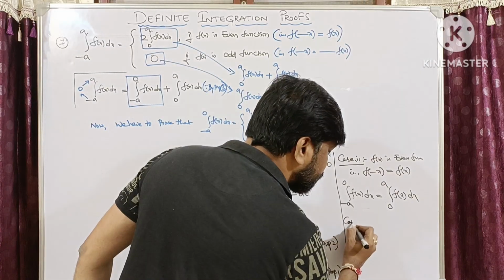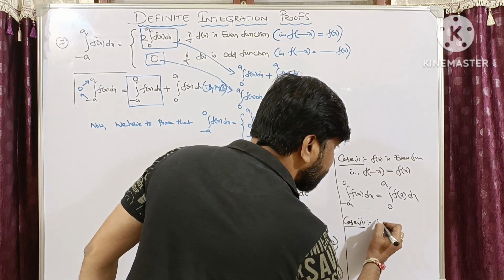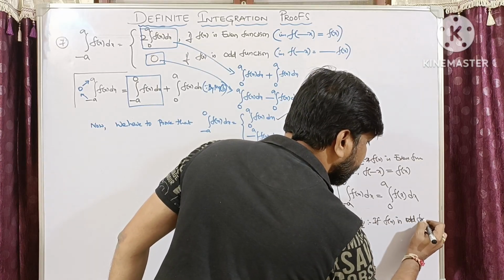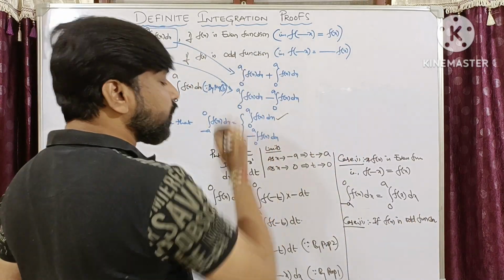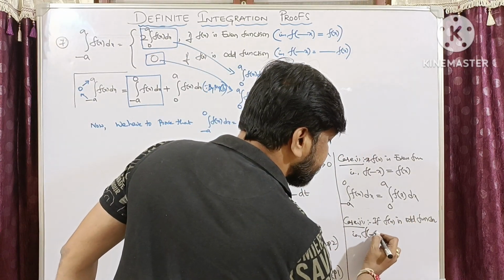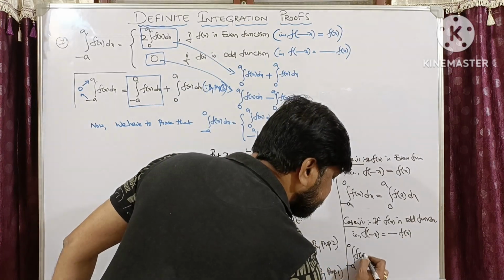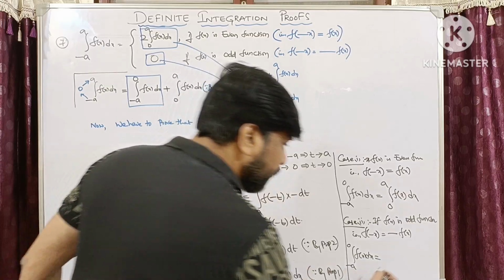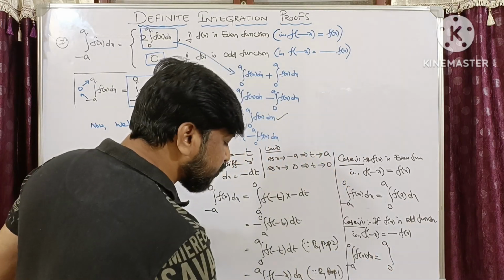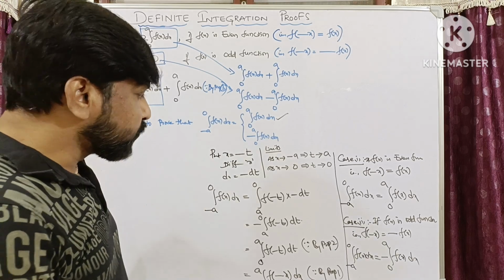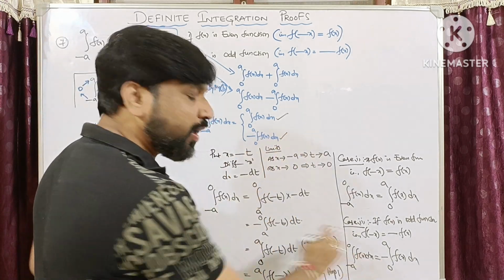Can I move to the second one? Case 2. What is case 2? If f of x is an odd function, second proof. If it is an odd function, what is the meaning? f of minus x is nothing but minus f of x. Then what can I write? Integral minus a to 0 f of x dx changes to integral 0 to a, f of minus x you are going to replace with minus f of x dx. Clear? So the second proof also finished. Minus integral 0 to a f of x dx.